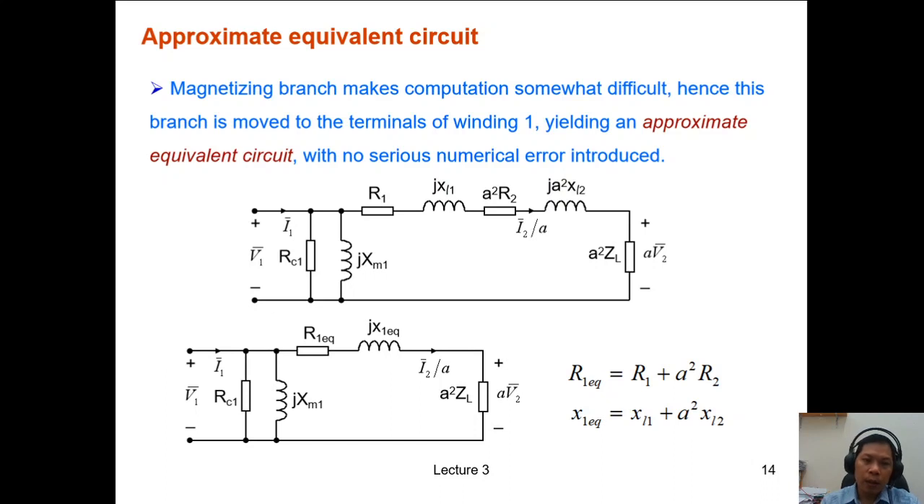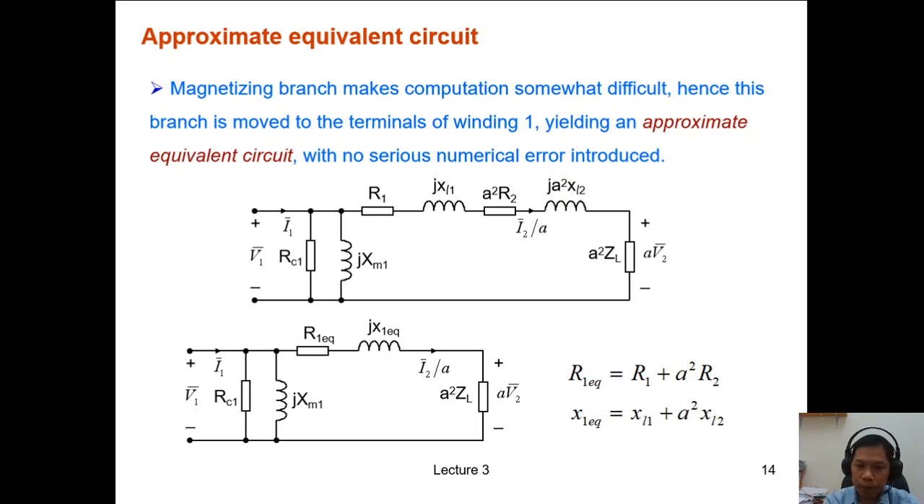Now we combine R1 and a squared R2 into R1 EQ. We also combine XL1 and XL2 into X1 equivalent. So XL1 plus a squared XL2 will give us that.